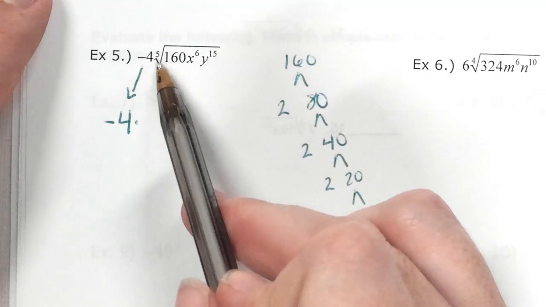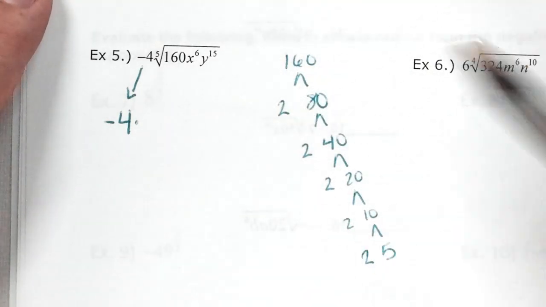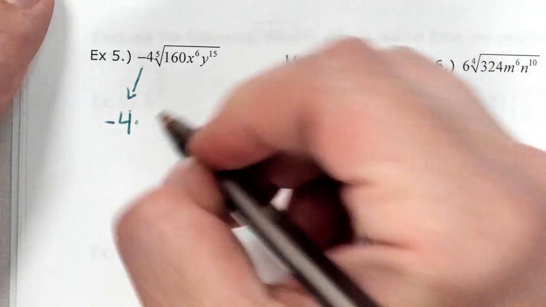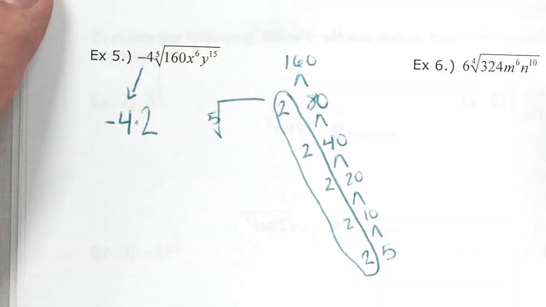Well, what kind of root is this? A 5th root. So I need 5 2s. 1, 2, 3, 4, 5. I have 5 2s. So I get to take it out. But what do I have to put back in my 5th root? The 5. What was left over?